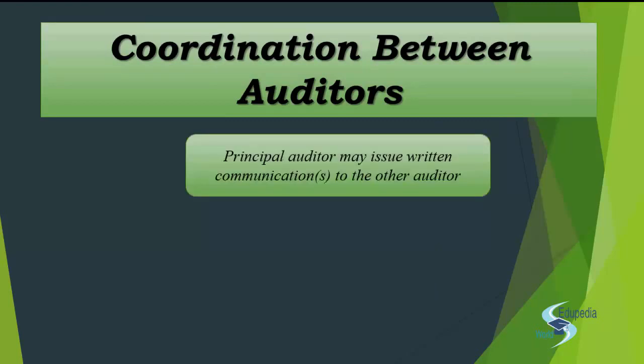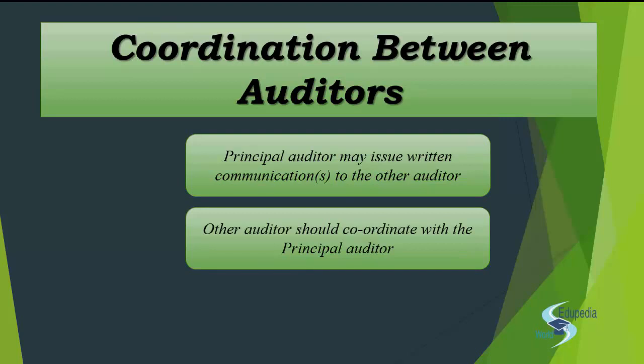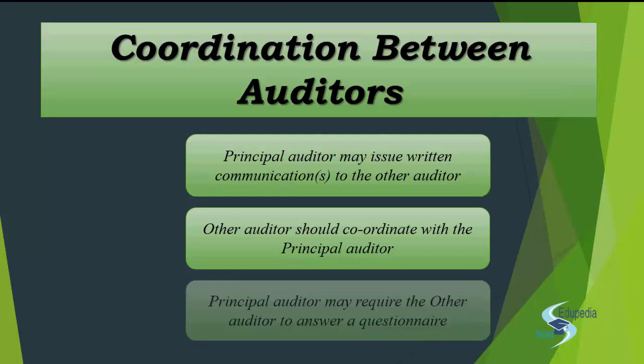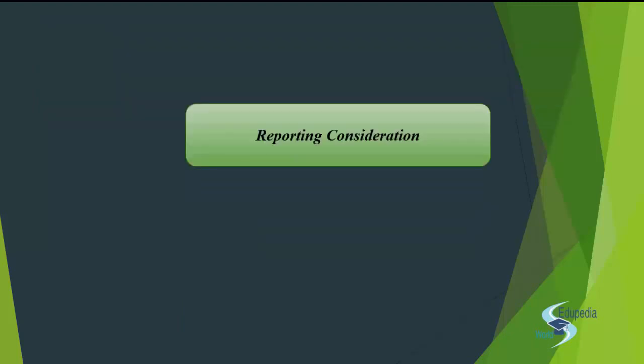Then we have coordination between the auditors, where we talked about how the principal auditor may issue a written communication to the other auditor and the other auditor should coordinate with the principal auditor. That means he has made a communication over the mail that this is a requirement, and then the other auditor coordinates with the principal auditor to confirm what are the exact things that he has to do, right? And if there is something which is relevant for the entity, he will have to coordinate and inform them. Next, the principal auditor may require the other auditor to answer a questionnaire, right?